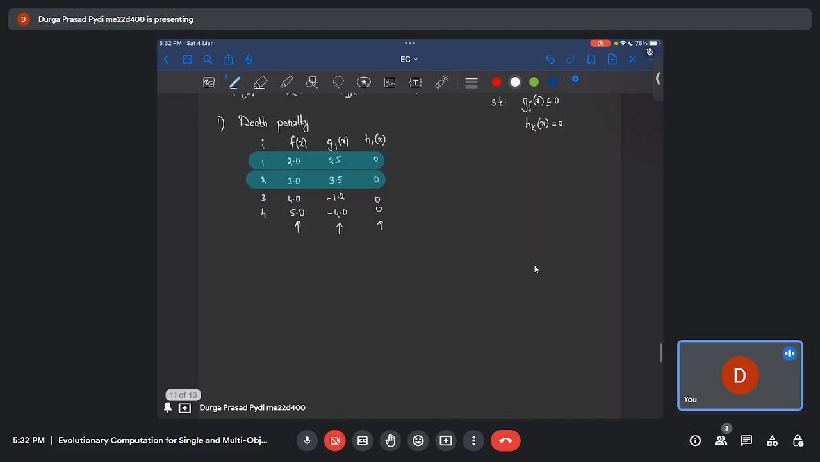So the next approach is that instead of rejecting, what we are trying to do is, and there is another problem which comes up, which is something like this.